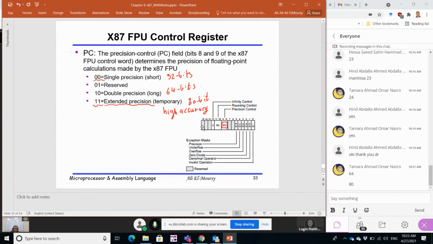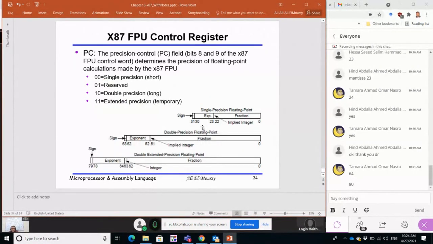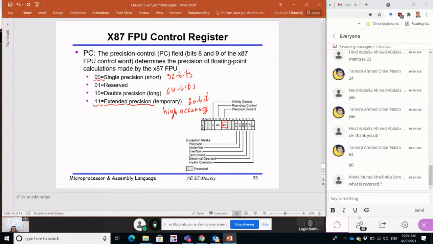The first mode of operation is the precision. Are we working with the X87 as single precision, double precision, or extended precision? This is controlled through the PC field, which is 2 bits, bits number 8 and 9 in the control register. Okay, controlling those 2 bits will control it.